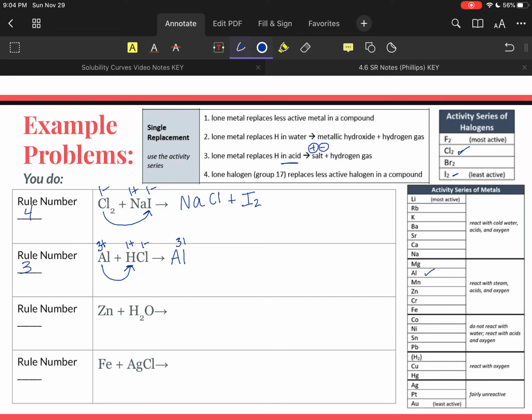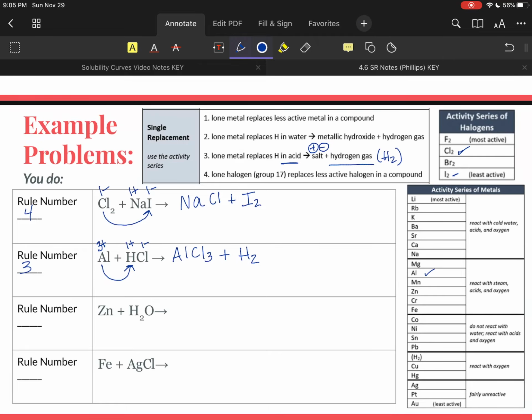So Al, 3 plus, Cl, 1 minus. When I crisscross my charges, the 1, invisible 1, is going to come down here. The 3 is going to drop down here below chlorine. Let me rewrite it. AlCl3 plus, what does my rule say I'm going to make? Hydrogen gas, which makes sense because that's what I kicked out. Hydrogen gas is always H2 because it's diatomic.